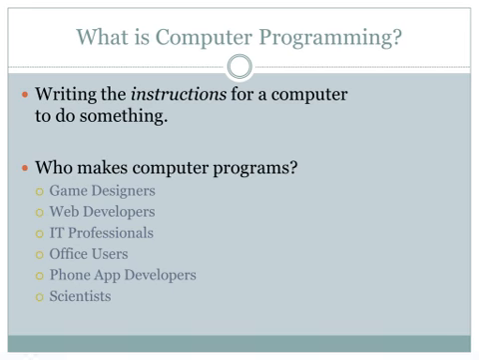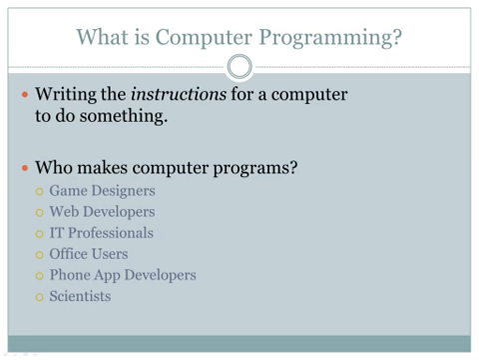So what exactly is computer programming? Well, computer programming is basically writing the instructions for a computer to do something. So creating a computer program. And there's plenty of different people who create computer programs to allow computers to do specific things that they need in their lives or at their job. So there's game designers and web developers who make the video games and the websites that we love and we use every day. But there's also people who need computers to do more complex things like IT professionals and office users.